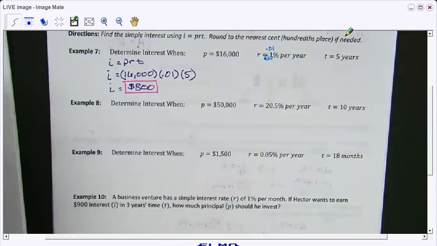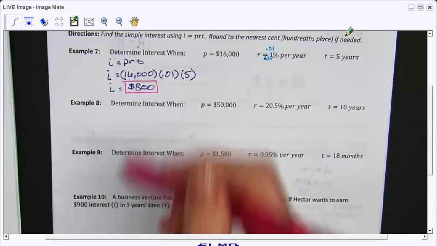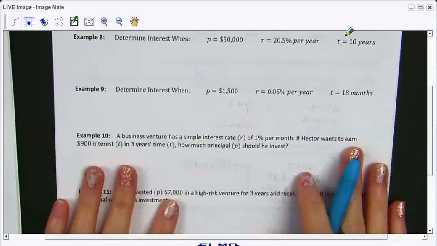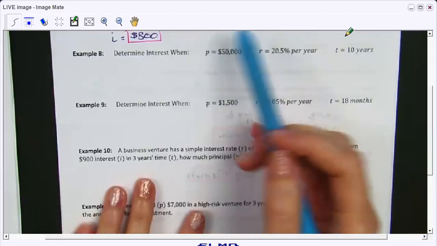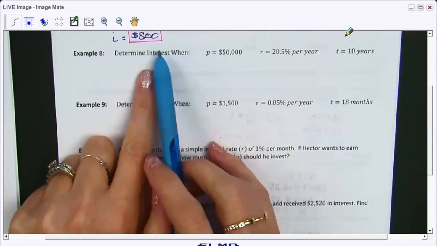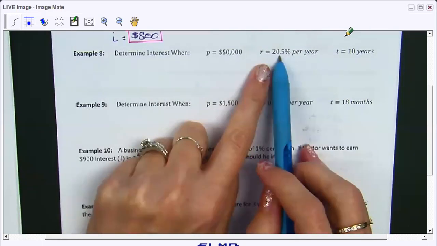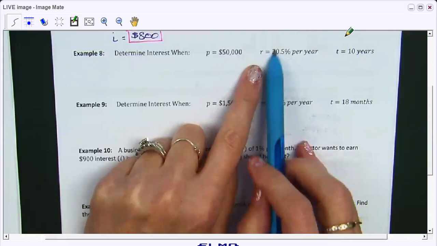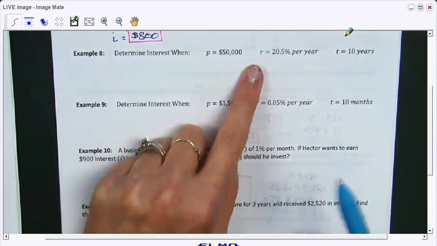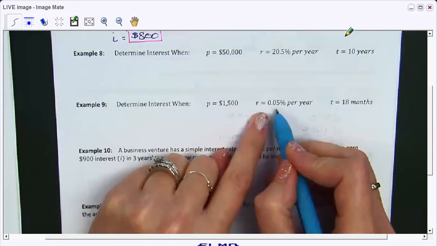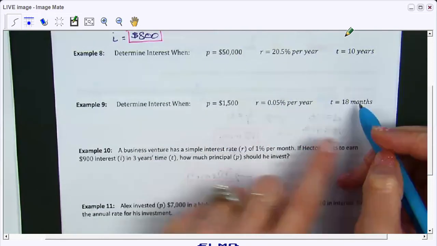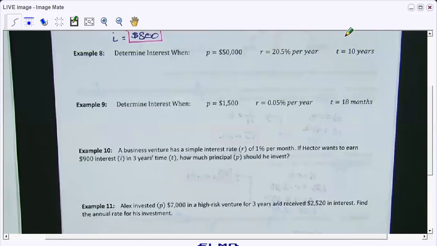I would like for you to do the next two on your own. However, I want you to look at a couple of things. Remember that in interest, you're moving your decimal over to the left twice. So this is going to look different than the 0.01. And you're going to have to do that also. This is not a lot of interest right here. And then 18 months, you have to turn 18 months into years.